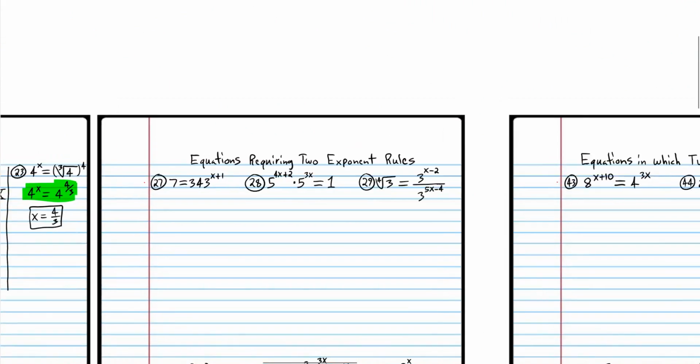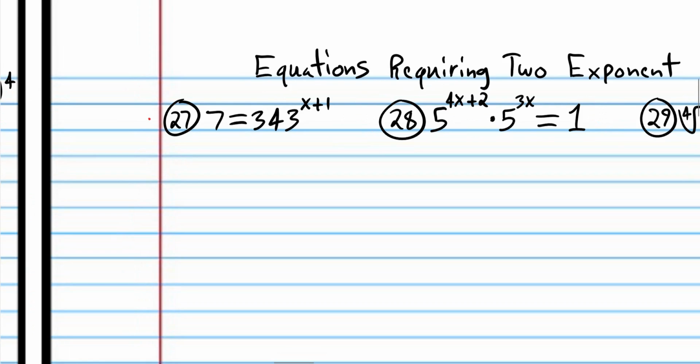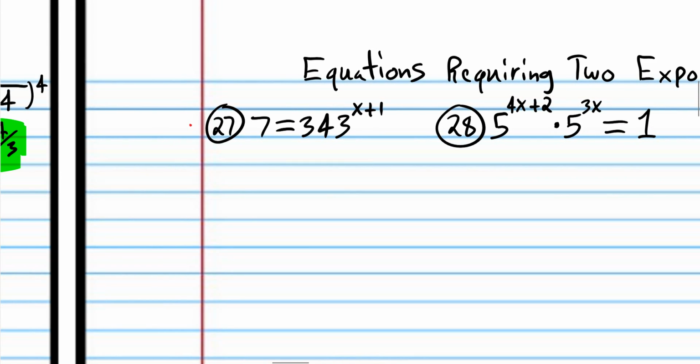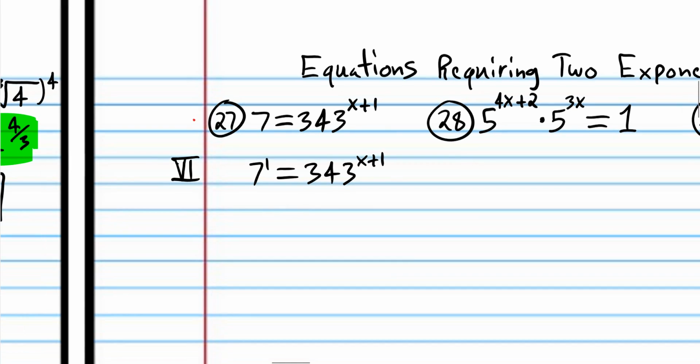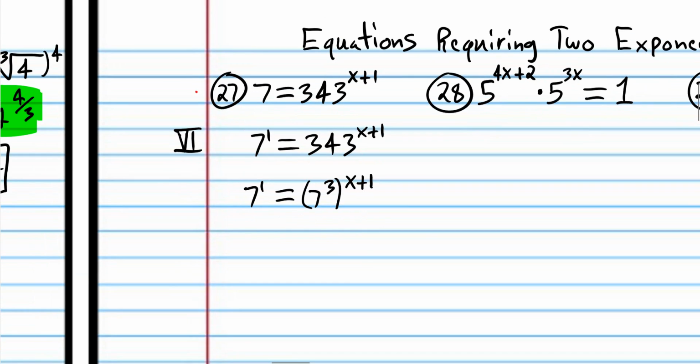Let's go on to some more problems here. So now we're going to do equations requiring 2 exponent rules. So we're starting off easy and getting a little more complicated. So I'm going to change 7 to 7 to the first power. That is rule number 6. Any number can be raised to the first power, or it is considered to be raised to the first power. So then I'm going to change 343 to 7 to the third power. Again, I know that's kind of a big number, but I'm not going to give you very many of those, or any at all.